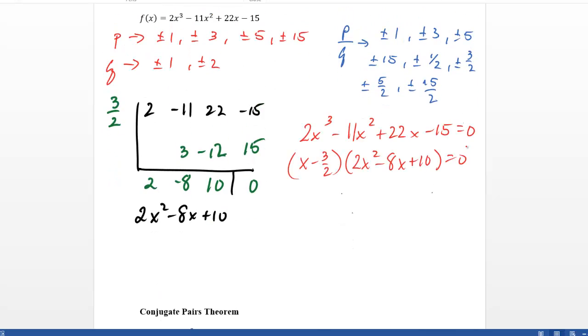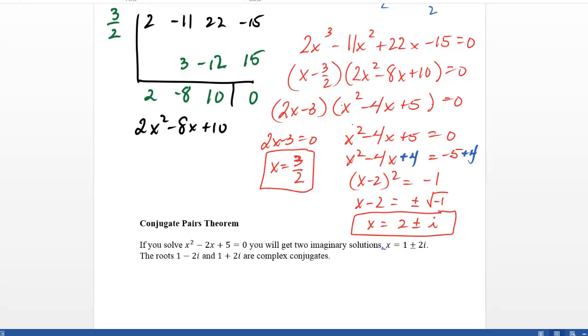Okay, and so now I'm going to factor out a common 2, and I'm going to redistribute that to the x minus 3/2. If you didn't go that full route, it's perfectly acceptable. And you should recognize that the x squared minus 4x plus 5 is not factorable, so we're going to need to go ahead and complete the square or use the quadratic formula to solve that.